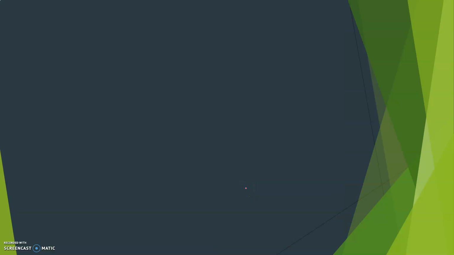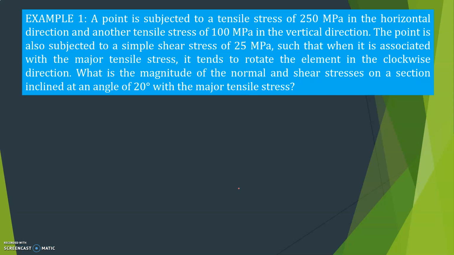Then let us see one example. A point is subjected to a tensile stress of 250 MPa in the horizontal direction and another tensile stress of 100 MPa in the vertical direction. The point is also subjected to a simple shear stress of 25 MPa such that when it is associated with the major tensile stress, it tends to rotate the element in the clockwise direction. What is the magnitude of the normal and shear stresses on a section inclined at an angle of 20 degrees with the major tensile stress? This is the given example.